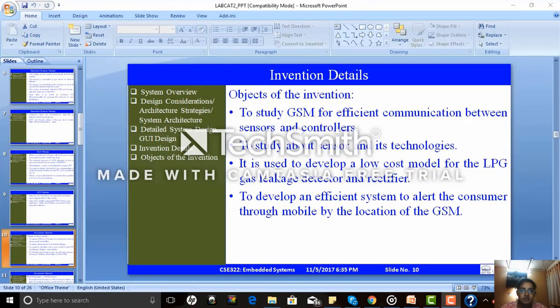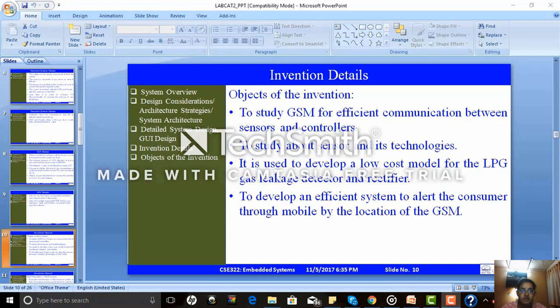My name is Shrestha Burman, and I am here to talk about our embedded systems project, LPG gas leakage detector and rectifier with alarm. My teammate Keerthika has already spoken about some of the topics in this PPT, and I am going to start talking about the invention details.